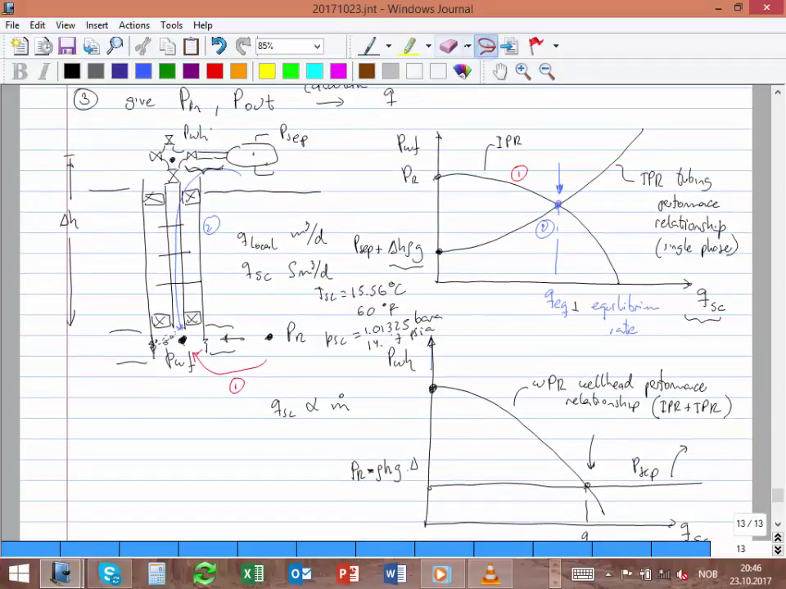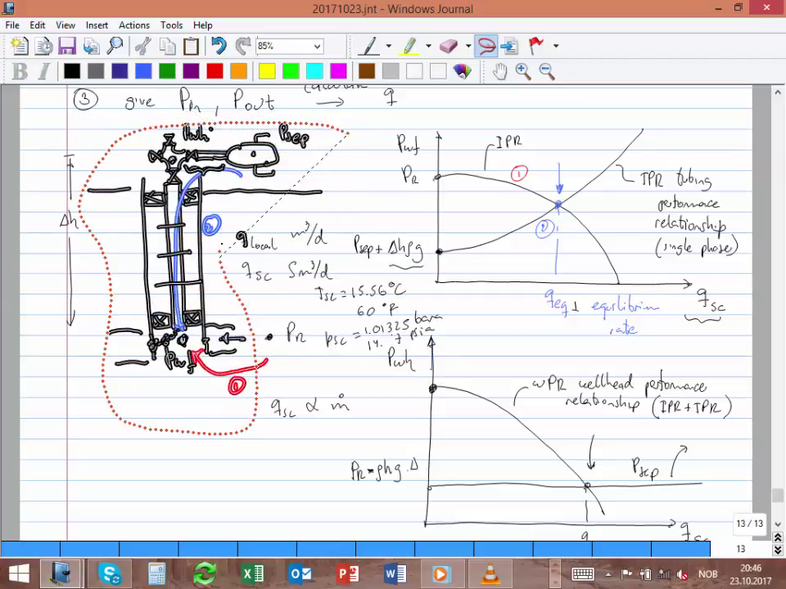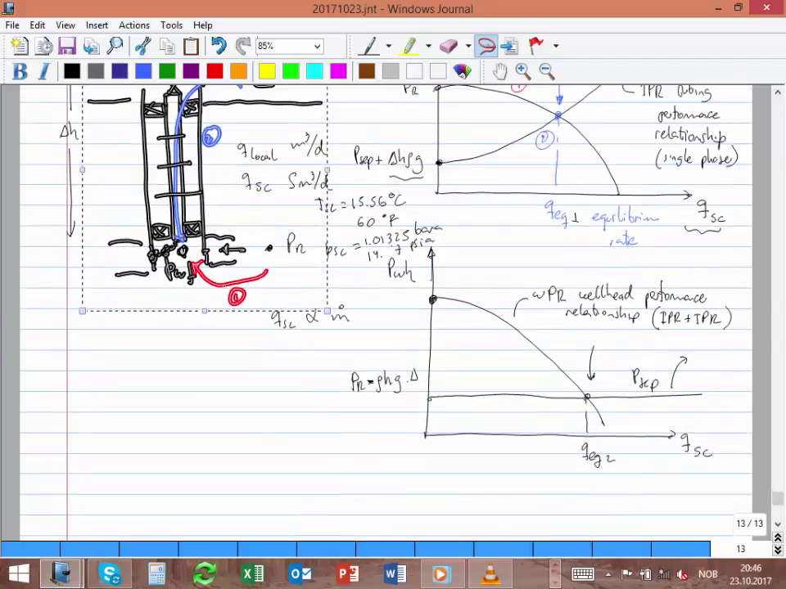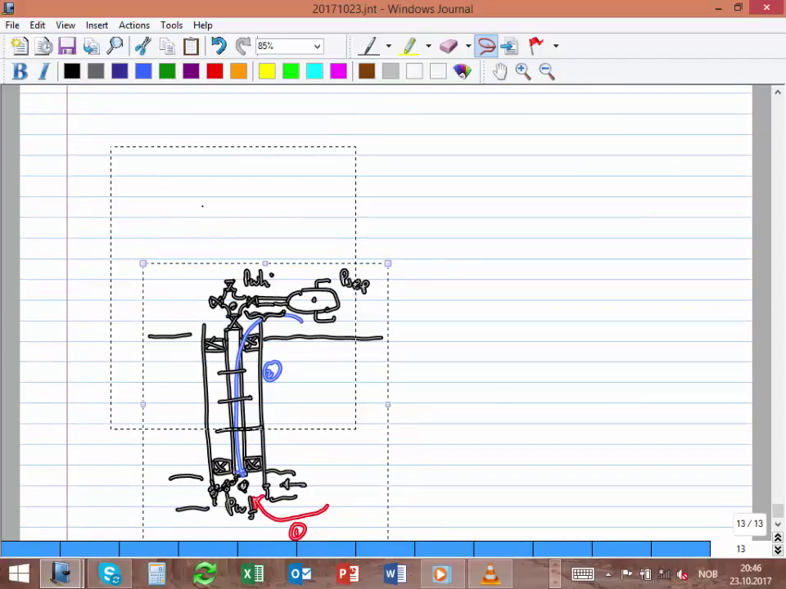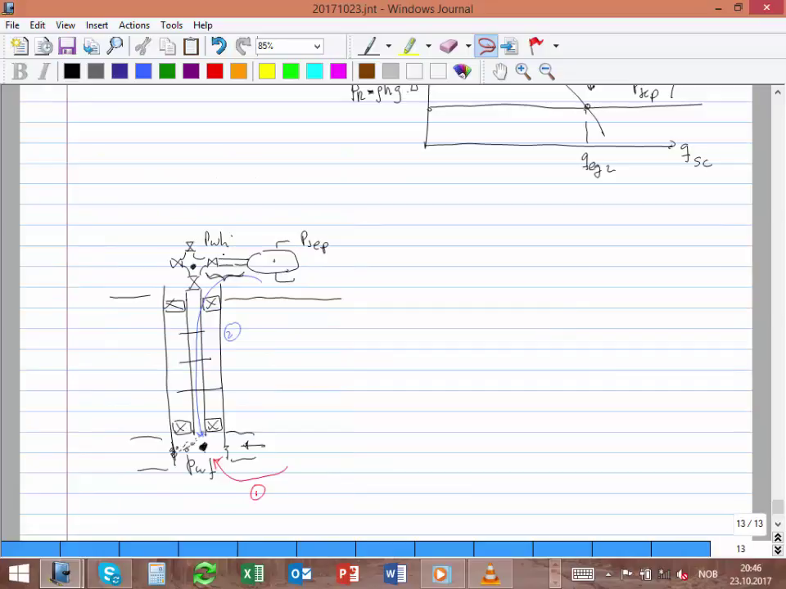Okay, so let me copy this system again. I'm going to put the choke, I make an opening here, exactly in this place, in this vacuum that I have. And how do I calculate what delta P of choke I have to put there?